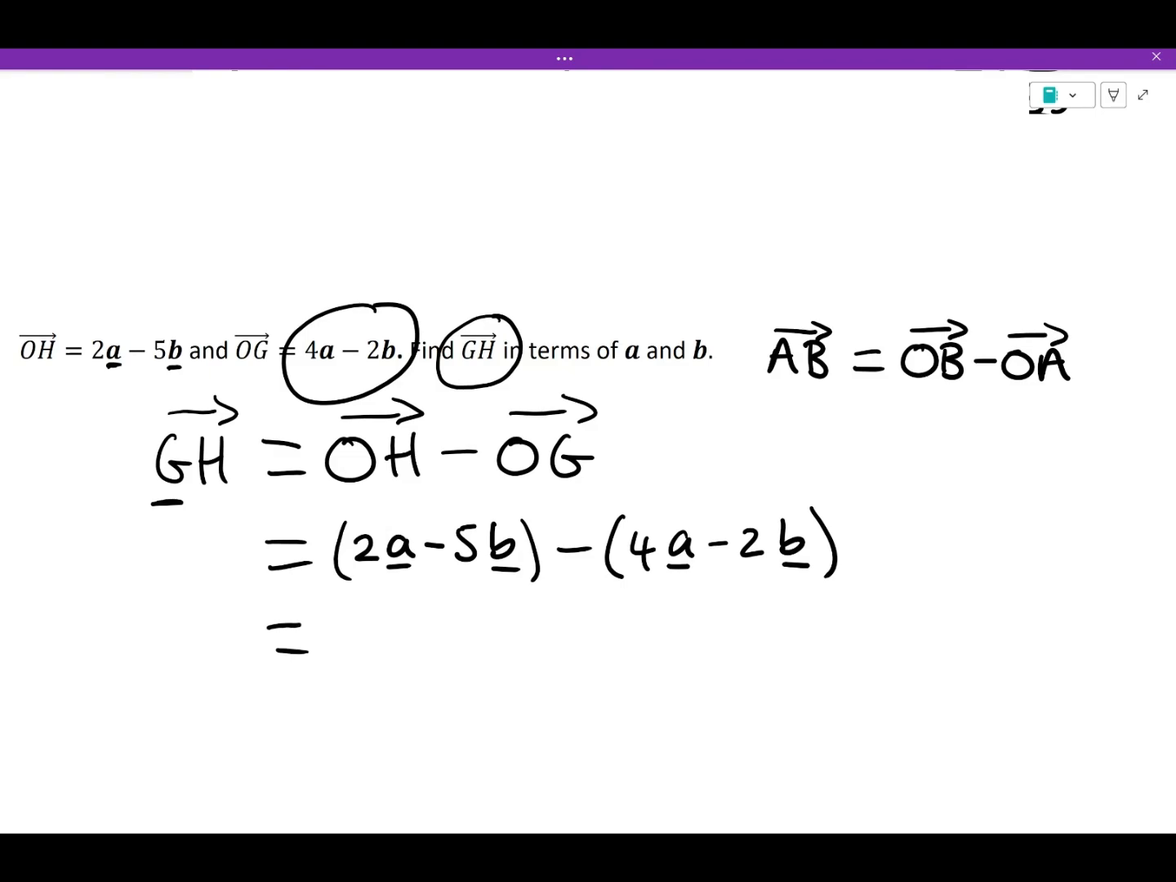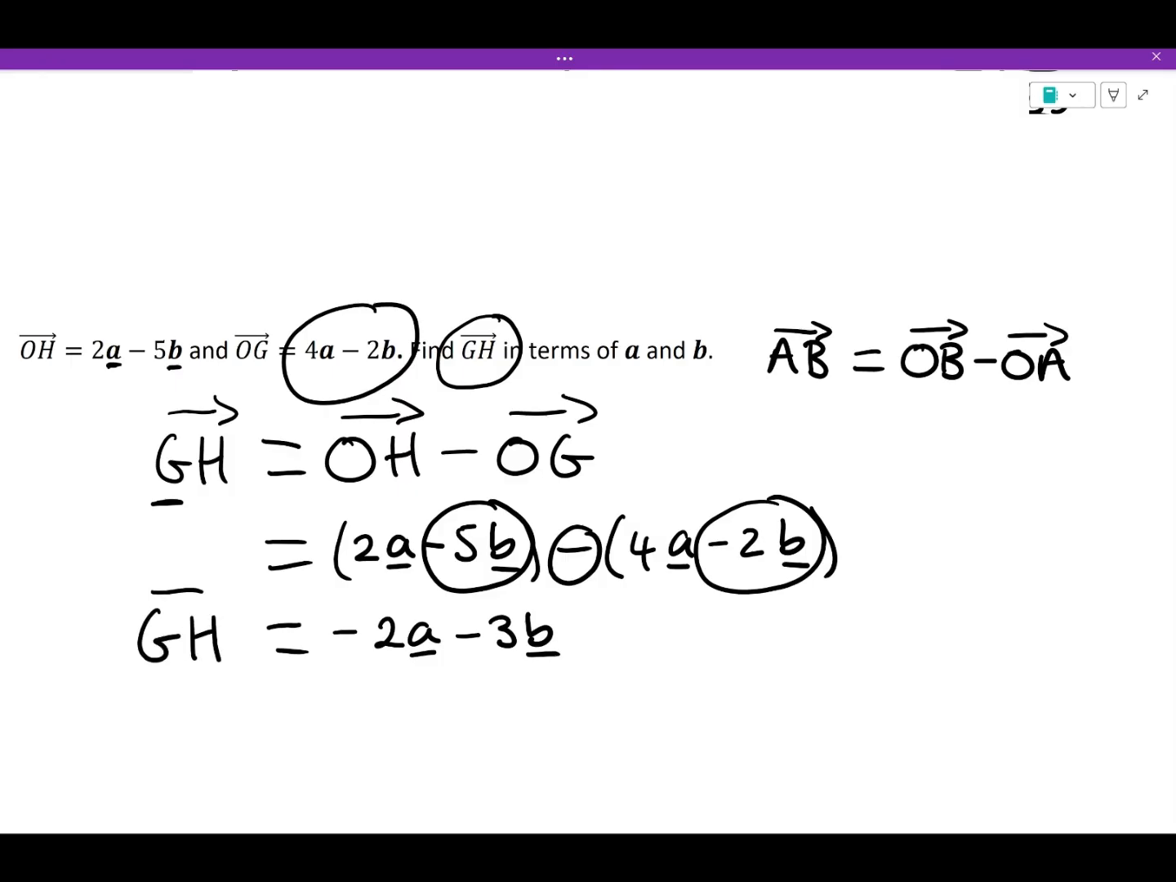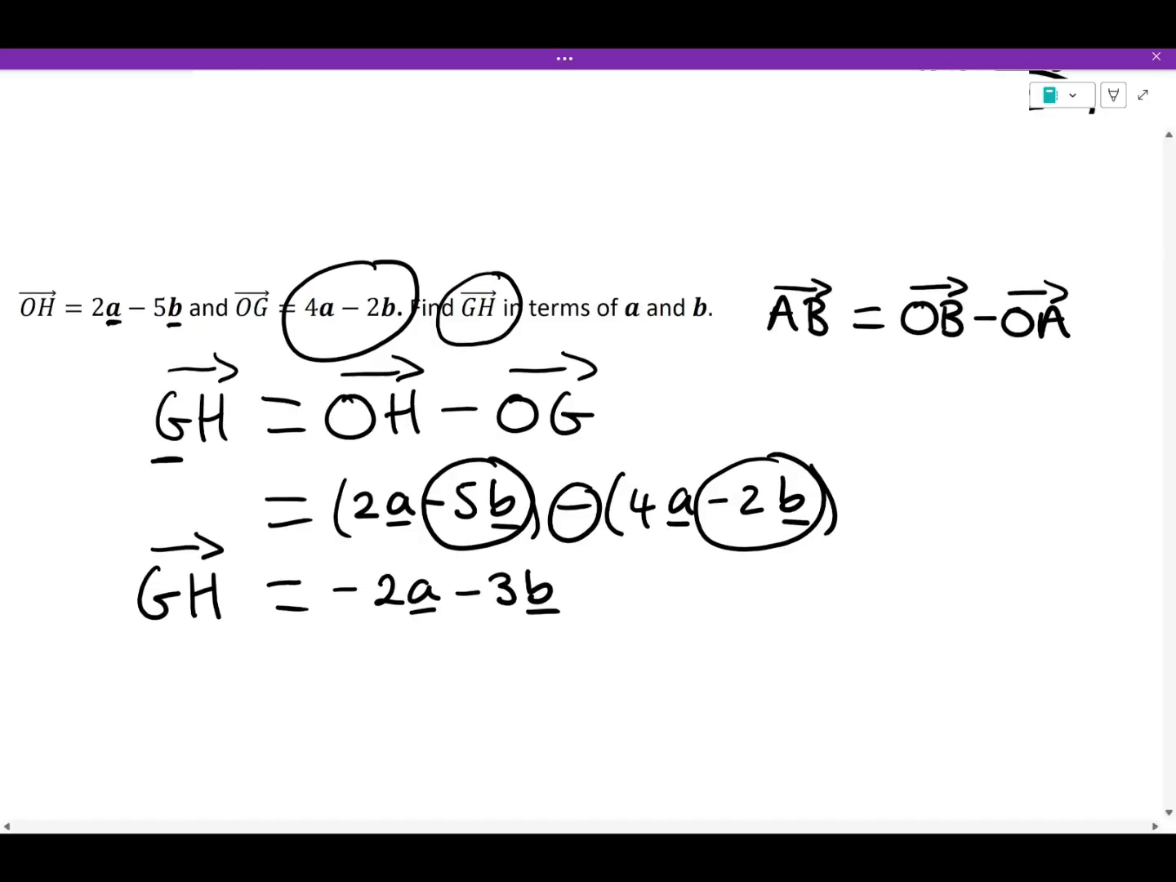So then let's simplify this. We have 2a subtract 4a, so that's going to give me negative 2a, like that. And then we've got negative 5b subtract negative 2b, so that's going to be addition. So negative 5b plus 2b gives me negative 3b, like that. And that would be my final answer for G to H. Let's look at another application of our displacement vectors.